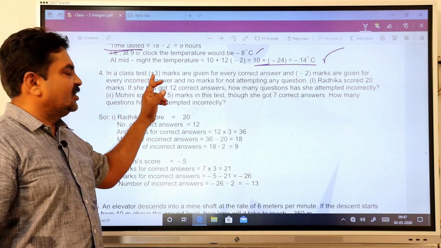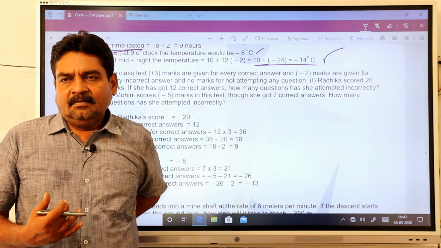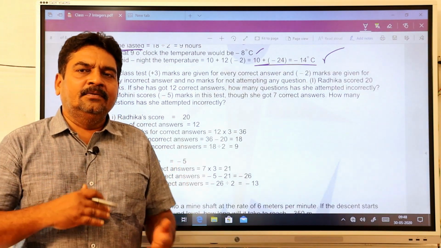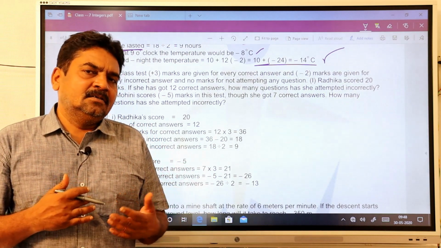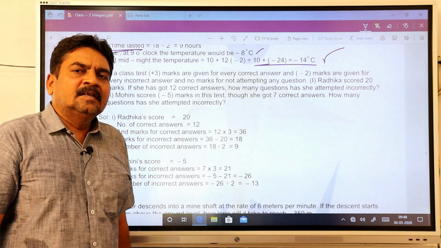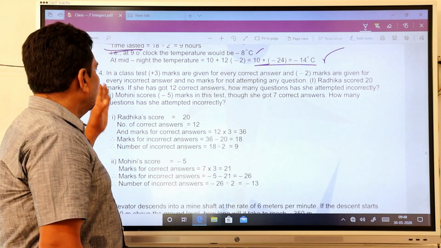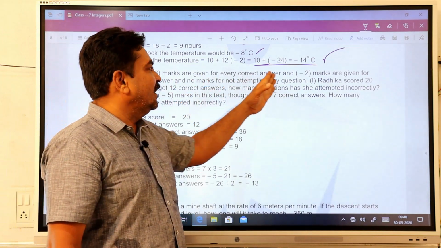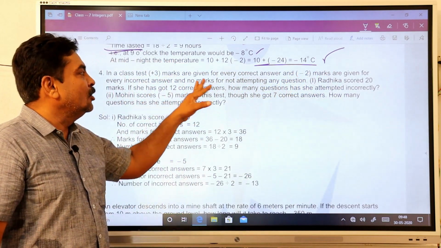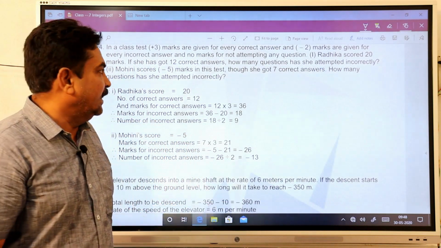In a class test, the same kind of questions are repeated in the textbook. These are about scores, that is, positive and negative integers, which have been converted into word problems. That's why you get similar kinds of problems. In a class, plus 3 marks are given for every correct answer and minus 2 marks for every incorrect answer, and there are no marks for not attempting it.